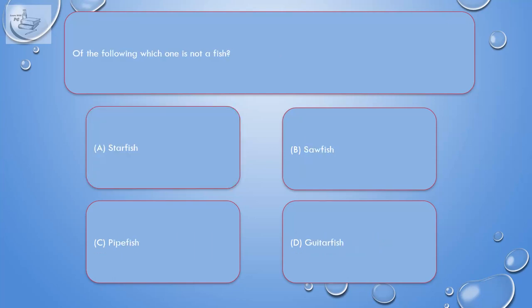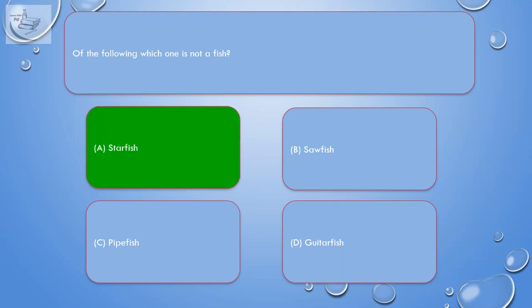Question: Of the following, which one is not a fish? A. Starfish, B. Sawfish, C. Pipefish, D. Guitar fish. Correct answer is A. Starfish.